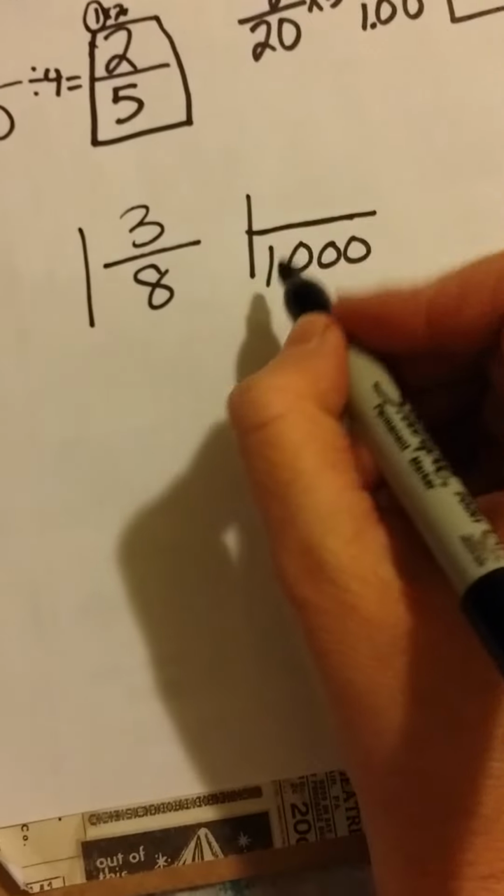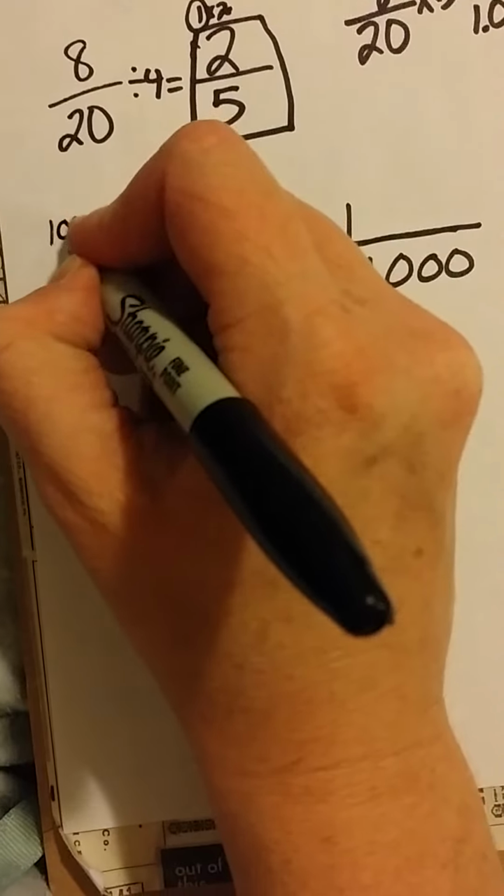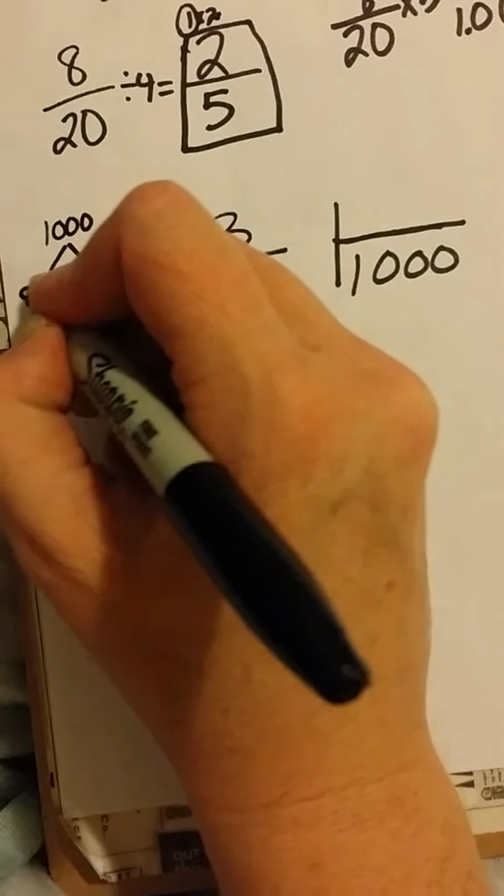We're still going to have our one whole. Don't lose that. Okay, still going to have the one whole. But how are we going to get from 8 to 1,000? Well, remember in class we did this. You do 1,000, split it into 800 and 200.